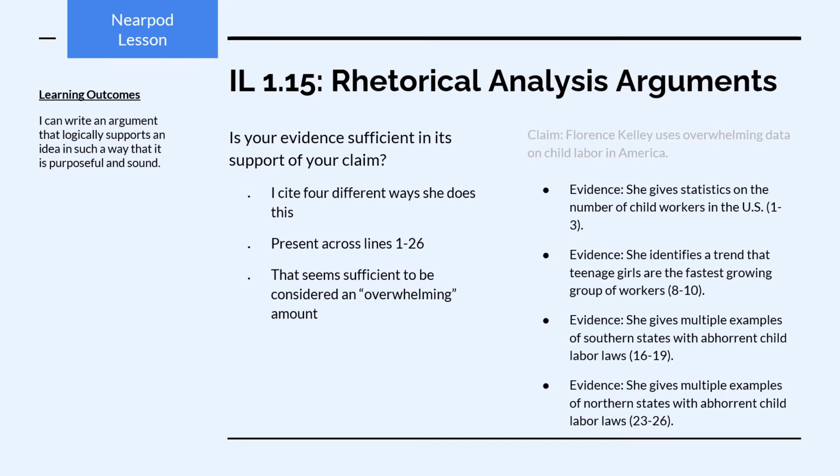Lastly, is my evidence sufficient in its support of my claim? Well, I cite 4 different ways that she does this. They're present across lines 1 through 26, which is almost half of the text. That seems sufficient enough to be considered an overwhelming amount of data. So yeah, I'd say it's sufficient in its support of my claim.